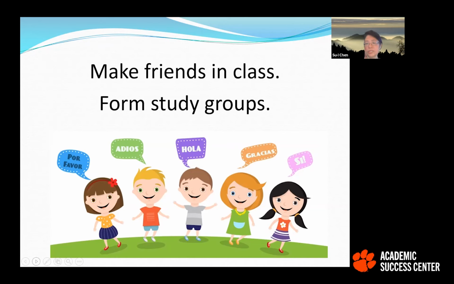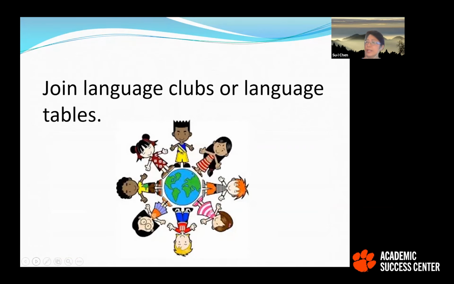need to know. So if you form a study group, don't worry about whether you are equally competent in the language skill. Don't worry about that. Just show yourself, help each other, and do the best you can in the study group. The next one: join language clubs.